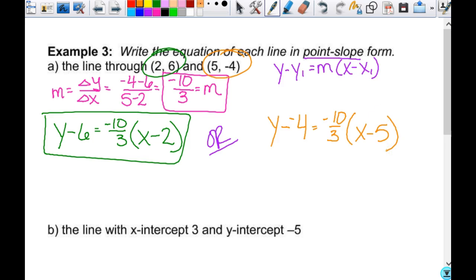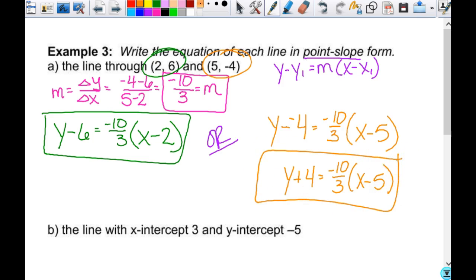Do I need to clean this up a little bit? Okay, listen real carefully. Clean things up does not mean go forth and do every bit of math you could possibly do, okay? Clean it up just means you got to take care of this minus and negative stuff. That's it. And you stop. You got to teach yourself to stop. So I get y plus 4 equals negative 10/3 times x minus 5.